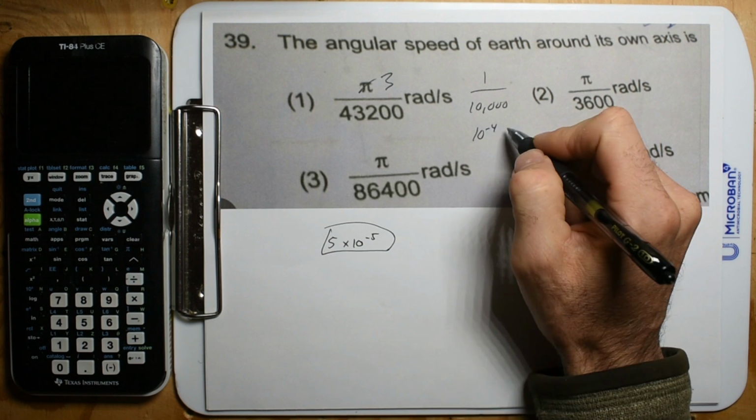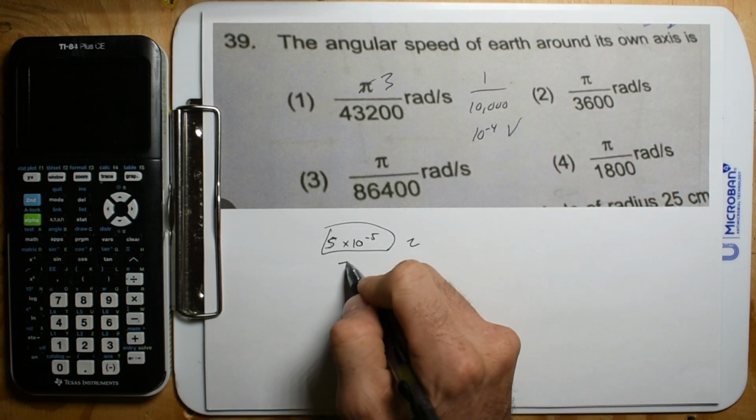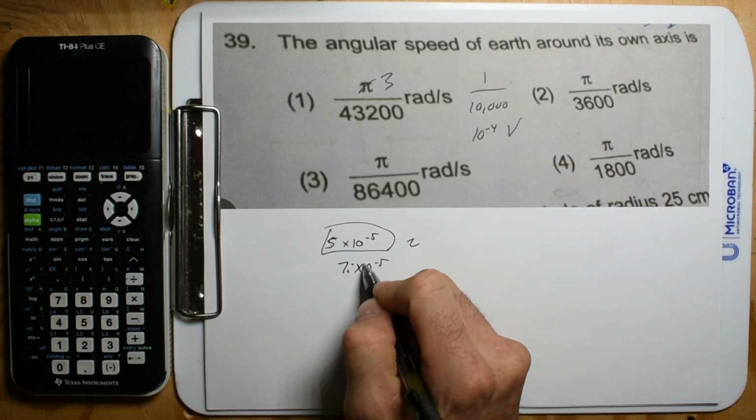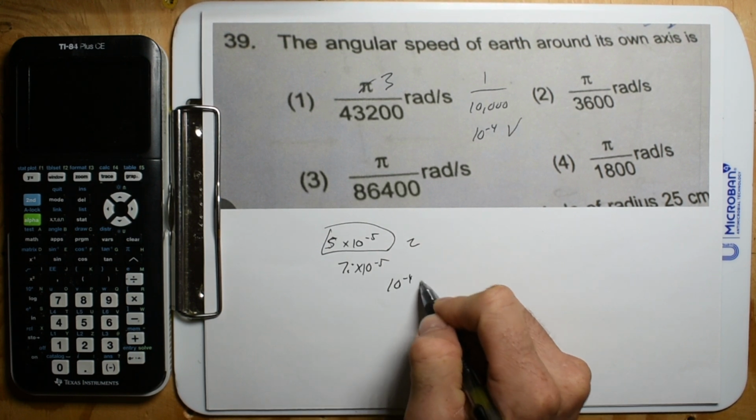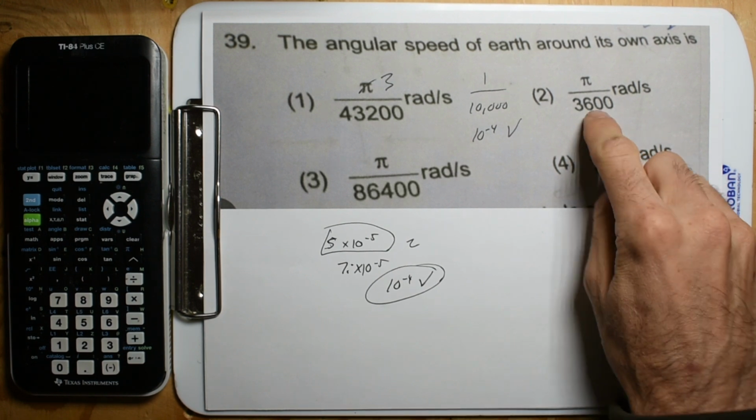So this actually checks, because this 5 times 10 to the negative 5 is, well, it's 7 times 10 to the negative 5 anyway, and that's closer to 10 to the negative 4. So that's kind of what we're looking for. I shouldn't have done the right answer first. Let's go to this one.